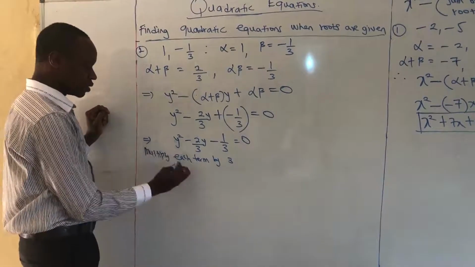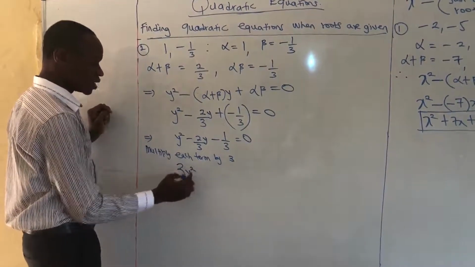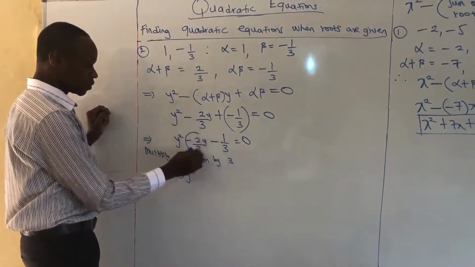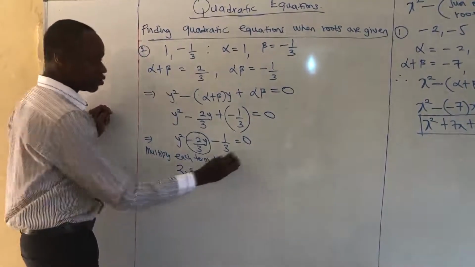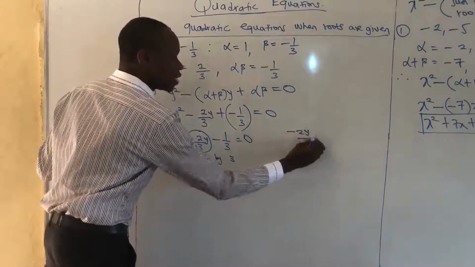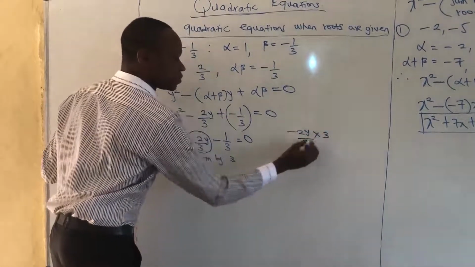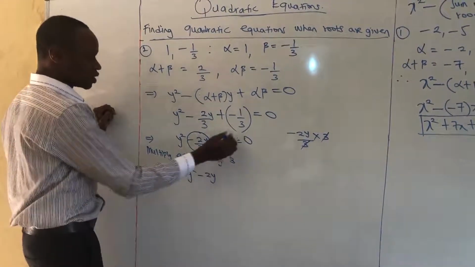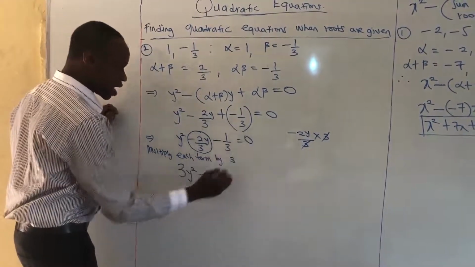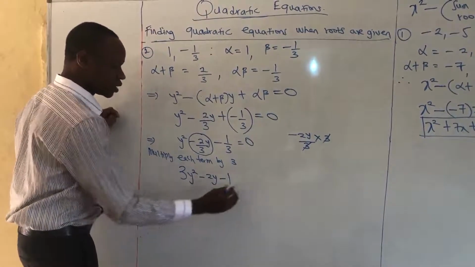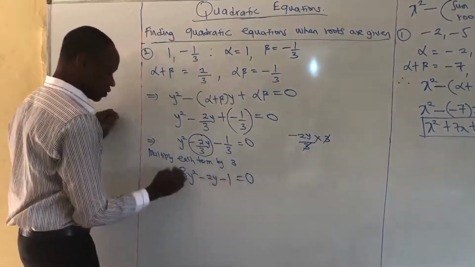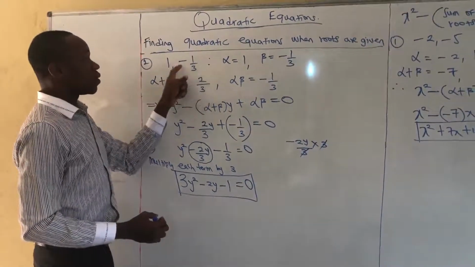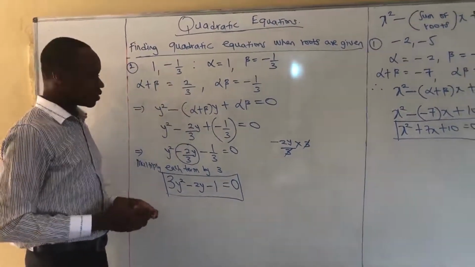Multiply this one by 3, you will have 3y squared. Multiply this term by 3, you will be having minus 2y over 3 times 3, and this handles this. I will have minus 2y. Multiply this term by 3. The same approach, you will have minus 1 equal to 0. This is the quadratic equation whose roots are 1 and minus 1 over 3.